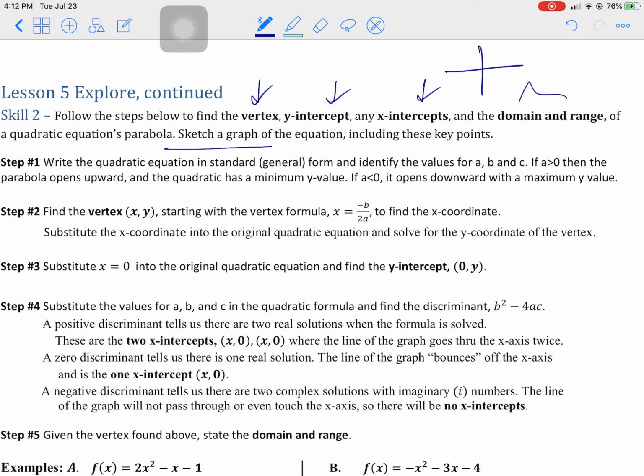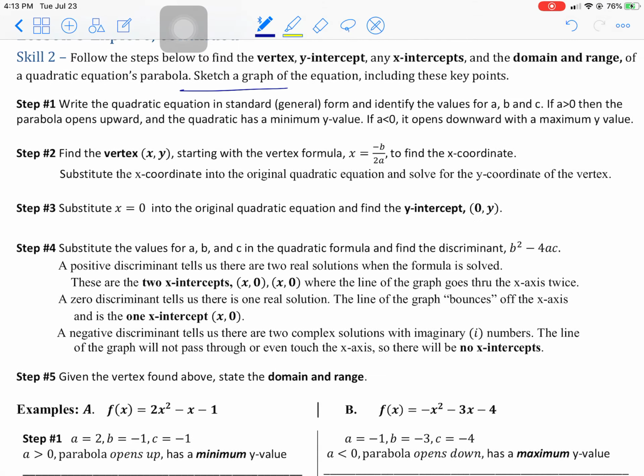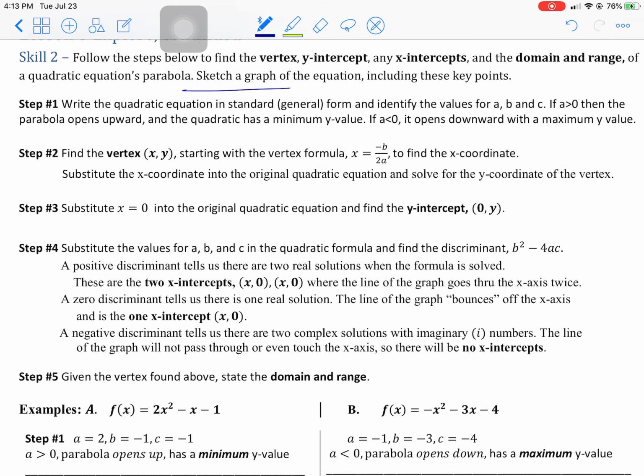We want to know where on the coordinate rectangular plane the graph goes. Does it go like this? Does it go like that? Does it go here? Where does it go? Okay, so we want to start with problems that are abstract. All right, so how do we do all of that? We know how to find the vertex, right? Step 1, write the quadratic in the standard or general form. Identify what ABC is, all right?